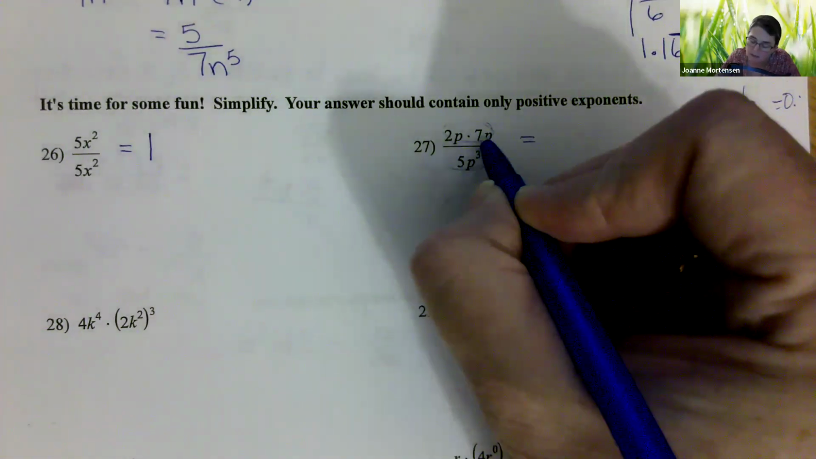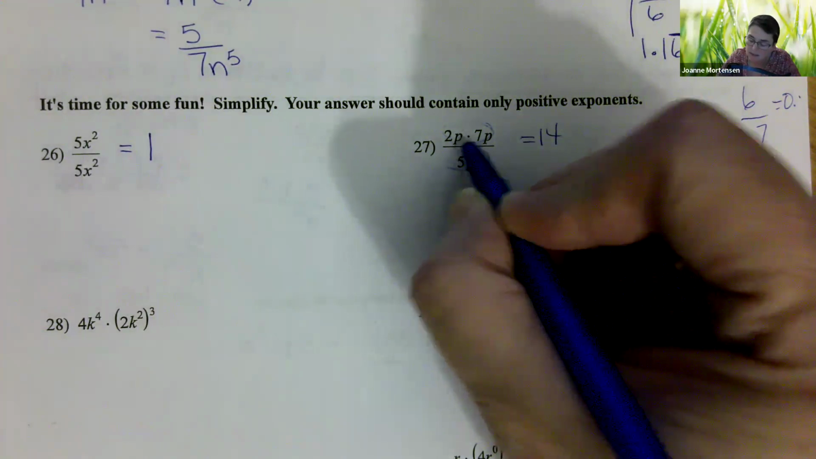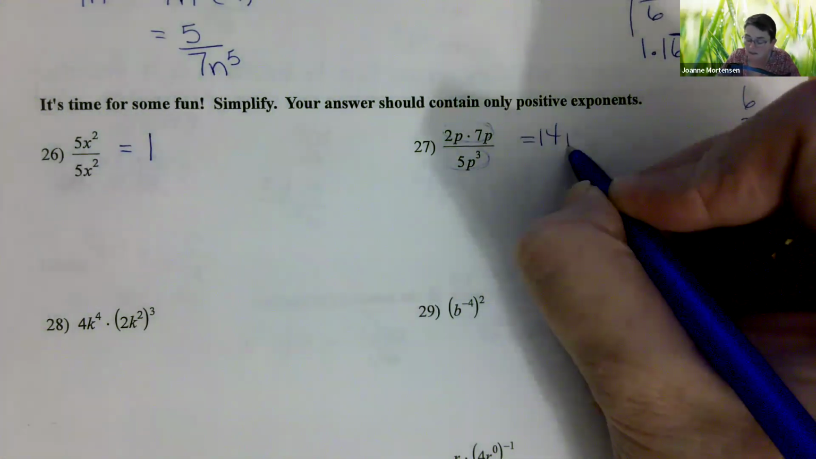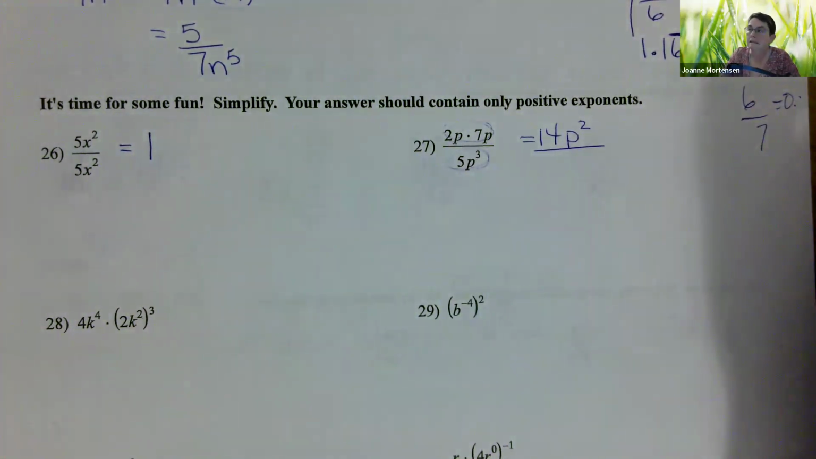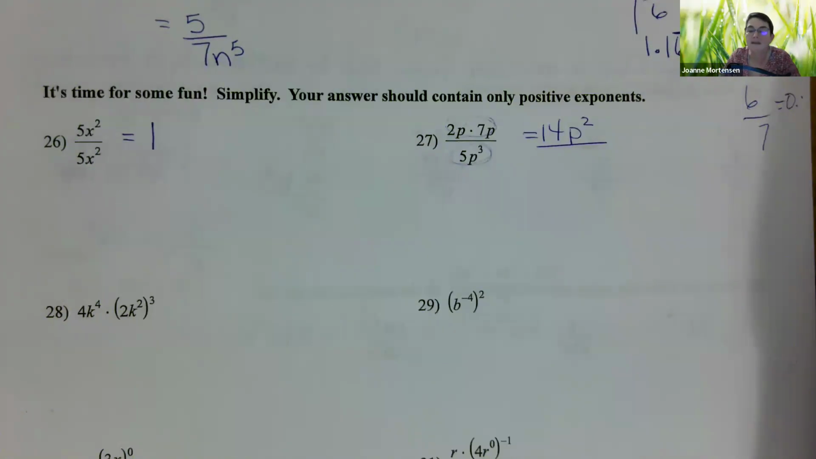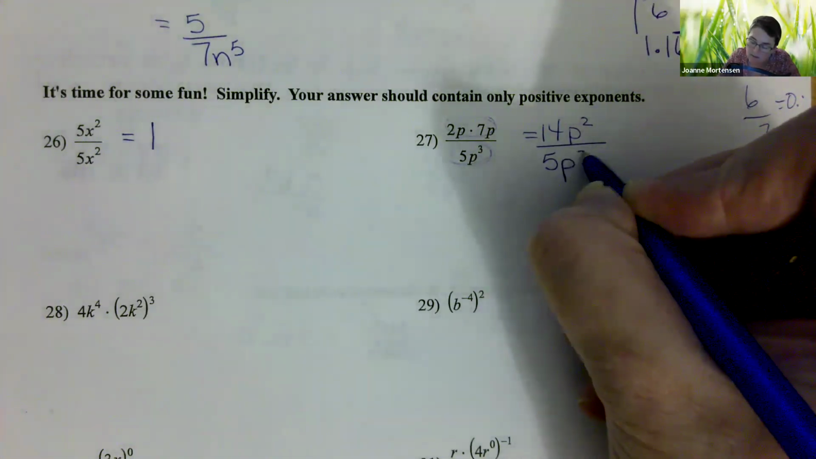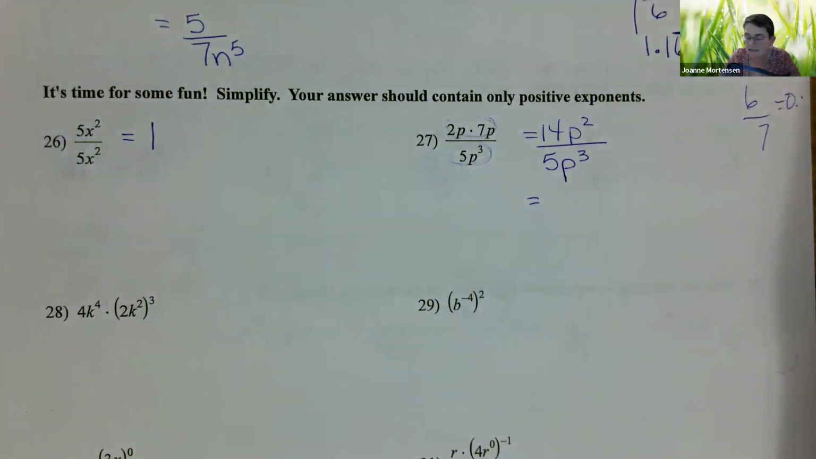So 2 times 7 is 14. Now we got to be careful. P times P squared, right? We're multiplying. We just spent, I don't know, 20 minutes dividing. 5p3. Ooh, and this says your answer should contain only positive exponents. Well, okay then.